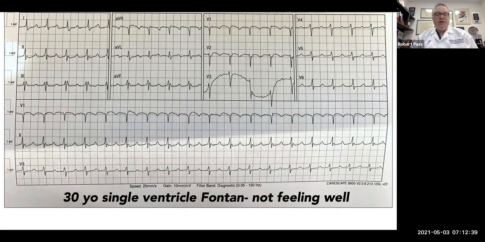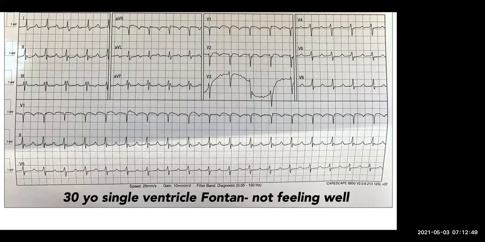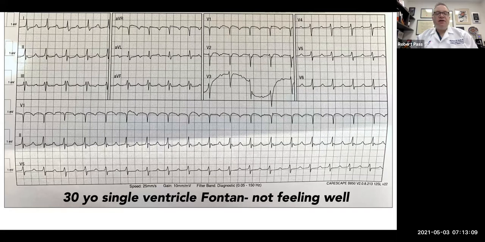Are you familiar with any accelerated junctional rhythms that 30-year-old Fontan patients get? 30-year-old Fontans are more likely to be in a flutter kind of rhythm. But I'm looking in my V1, I'm looking in my V3, and I don't see sufficient evidence to call this flutter. This is a very good example of how hard it can be to tell in a Fontan if someone's in flutter.